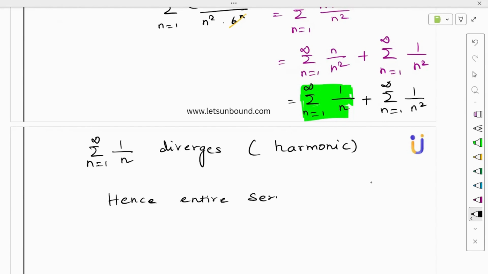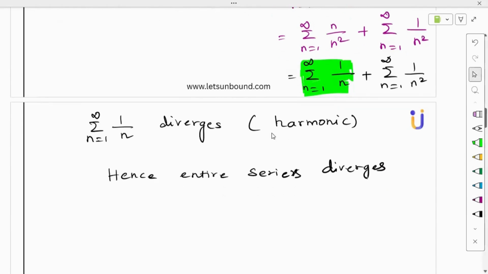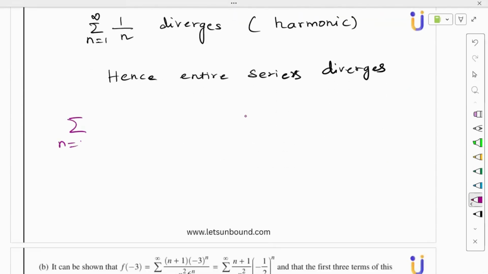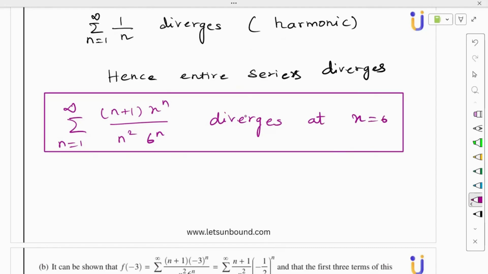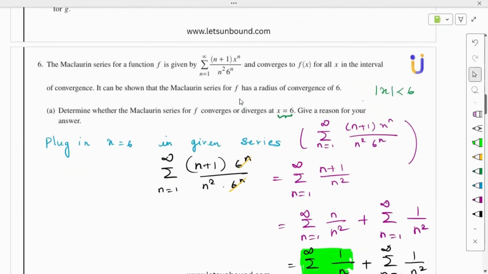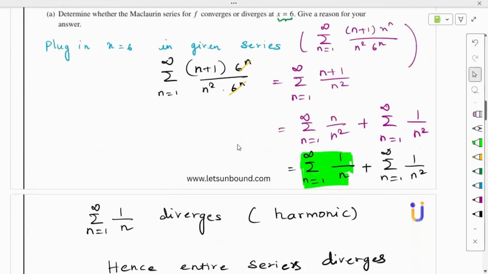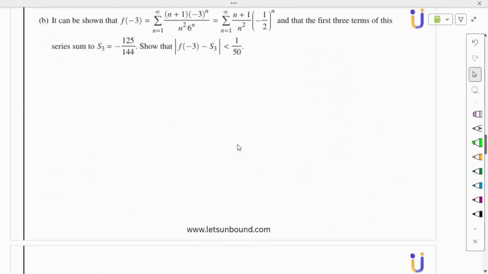What is the entire series? Basically, go to the root. The root is the main given series, the Maclaurin series, sigma n is 1 to infinity (n plus 1) x^n over n^2 6^n, which diverges at x is equal to 6, at the endpoint. So this is the conclusion of the first problem, and you have to show all this work in a step-by-step manner. I hope this is understandable, and we are moving to the B part.